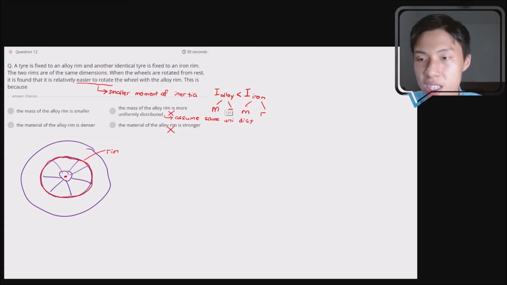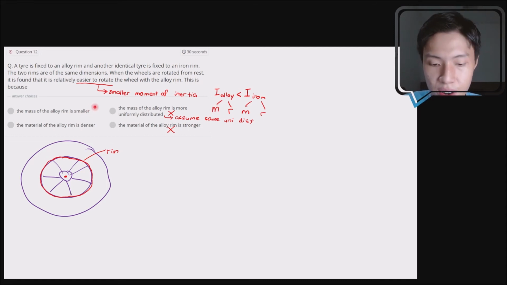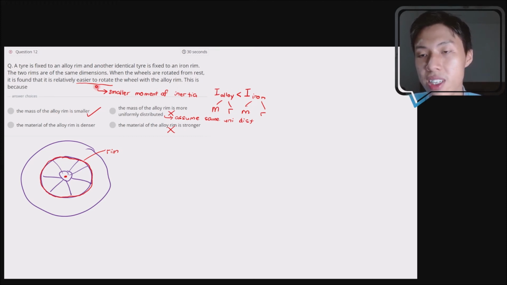Okay, next, the mass of the alloy rim is smaller. If the mass of the alloy rim is smaller, then you decrease the m, then definitely it will cause a decrease in your I, right? So that is very much a possible option. So you put this one as a tick. If you decrease the mass, you decrease the moment of inertia, then you cause the moment of inertia to be less, thus easier to rotate.